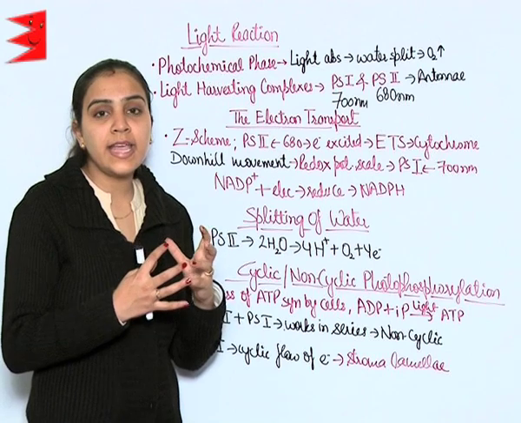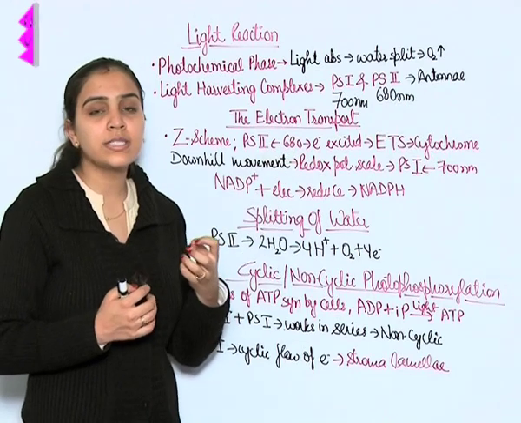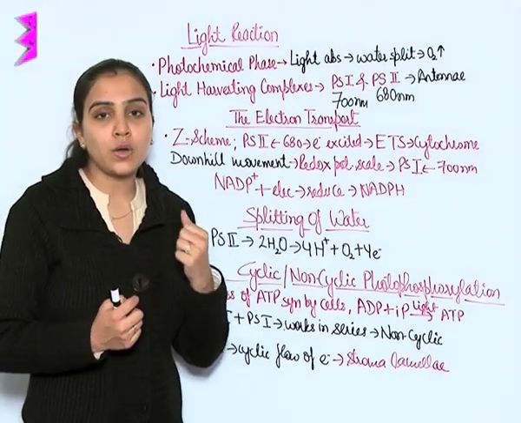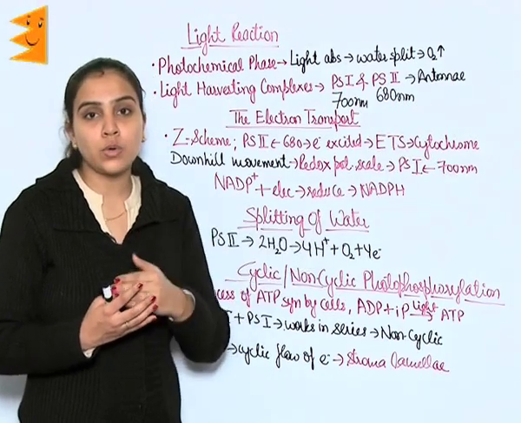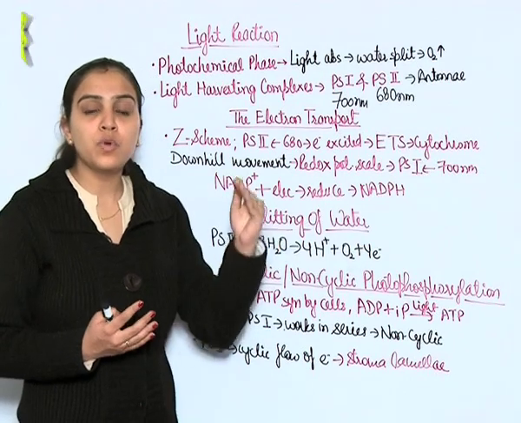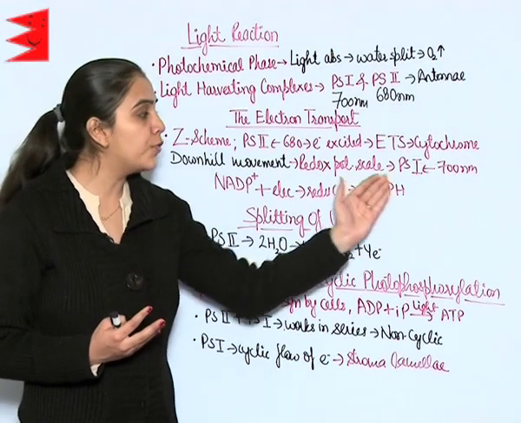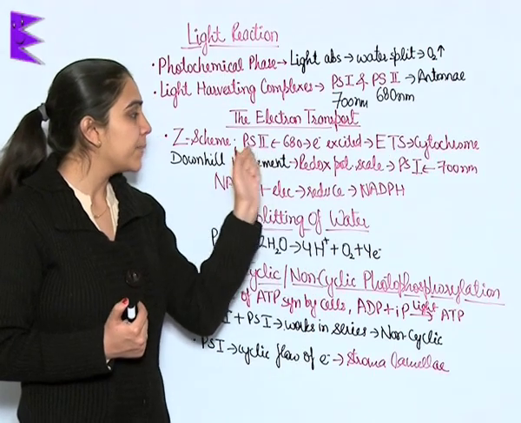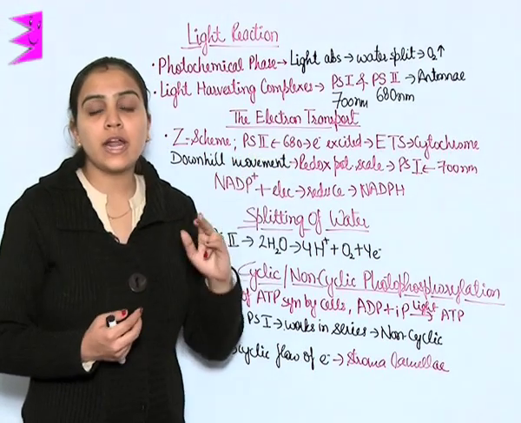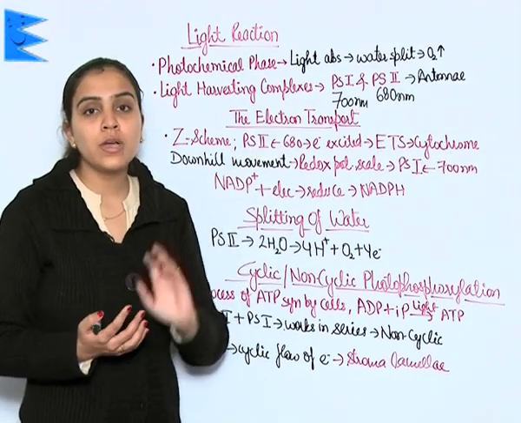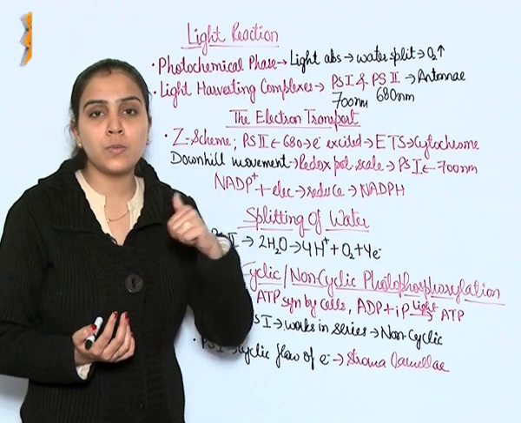When 680 nm of light is absorbed by PS2, its electrons get excited and they get transferred through an electron transport system to cytochromes, and from cytochromes they move downhill on the redox potential scale to photosystem 1. How did it happen? From photosystem 2, when light was absorbed by photosystem 2, electrons moved. They moved to the electron transport system known as cytochromes. They moved from PS2 to PS1.